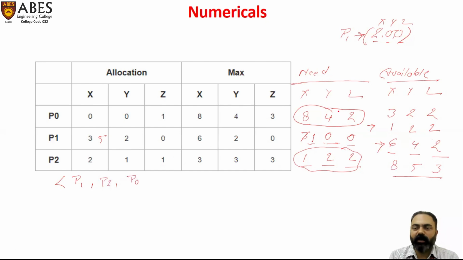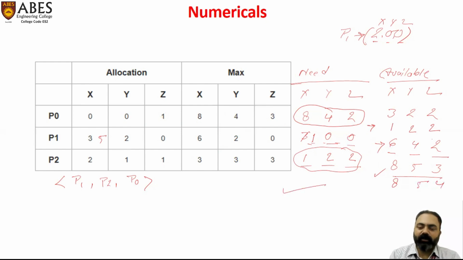Now, can we satisfy the need of P0 with this availability? Okay, 853. Yes, we can satisfy the need of P0. So it will also execute. And after executing, it will release all its allocation, which is 001. So this becomes 8, 5.